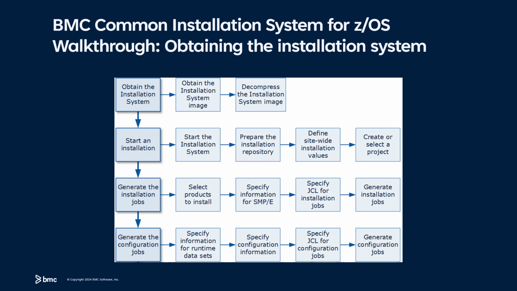In Part 4, we'll walk through how to select products for installation, set up JCL for installation jobs, and generate the necessary installation jobs for a BMC AMI Storage for z/OS installation. To proceed, you'll need to have already obtained and decompressed the installation system, as well as started, configured, and used the installation system to create an installation project.